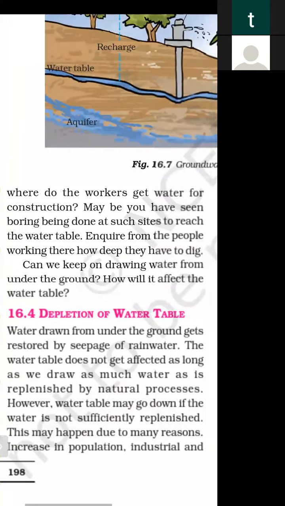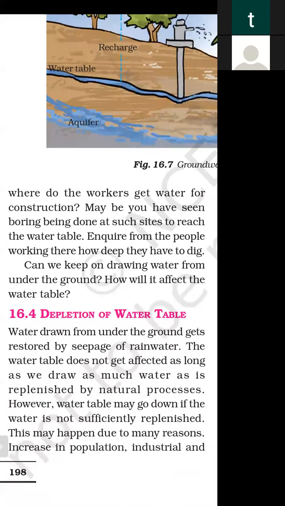From where the workers get water for construction. Maybe you have seen boring being done at such sites to reach the water table. With the help of a process known as boring, there is a machine which does this activity. In ancient times we used to dig wells, but nowadays it is done by a machine known as a boring machine.